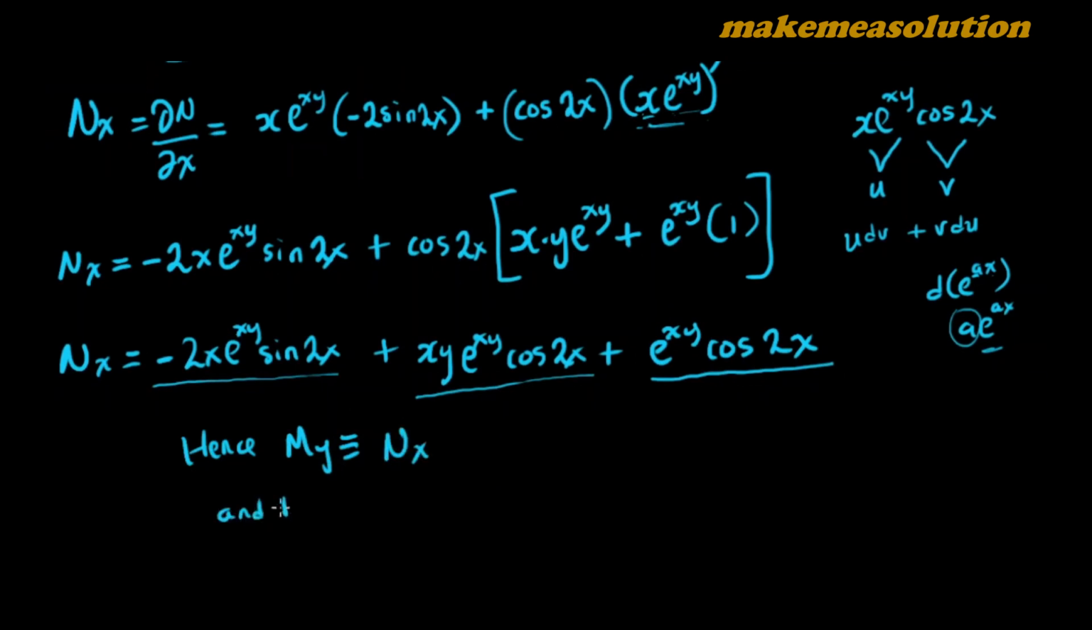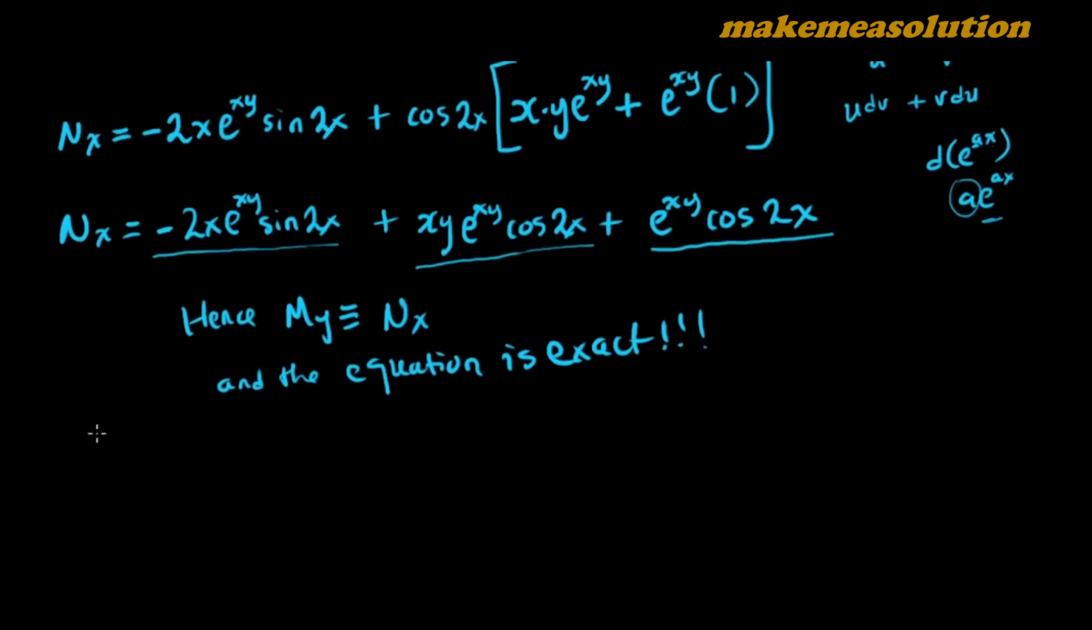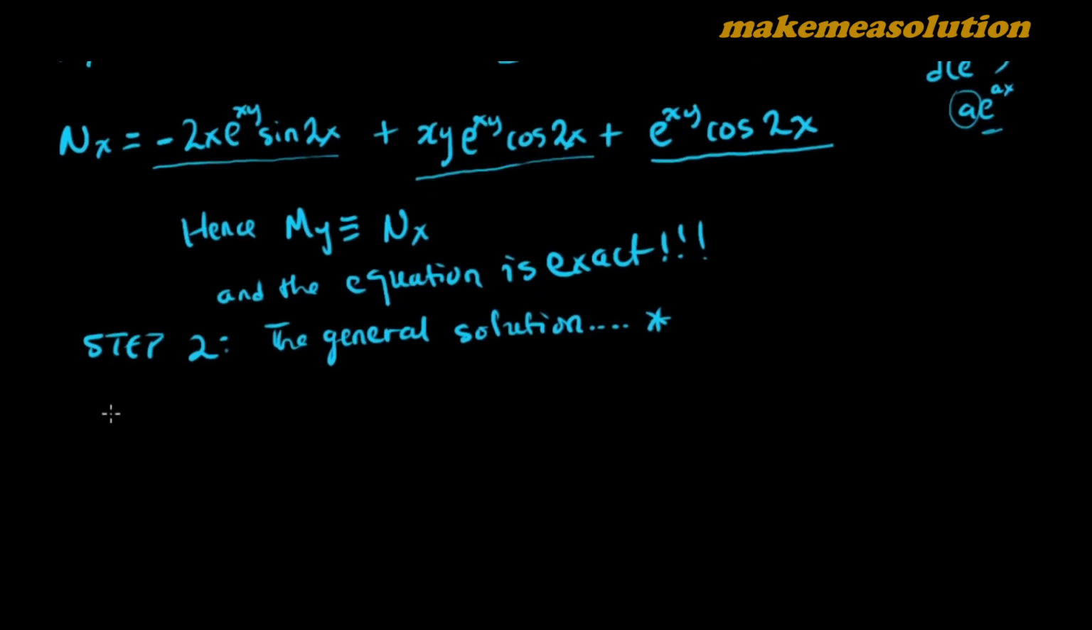And the equation is exact. Okay, since the equation is exact, we now go to step 2, the general solution. So how do we obtain the general solution? Remember, this is how you always start when you want to obtain your general solution.